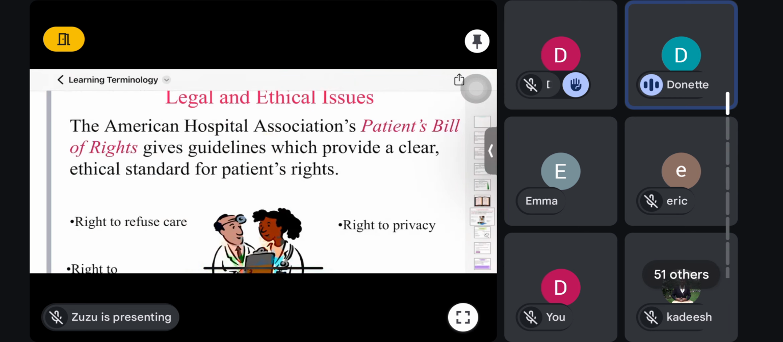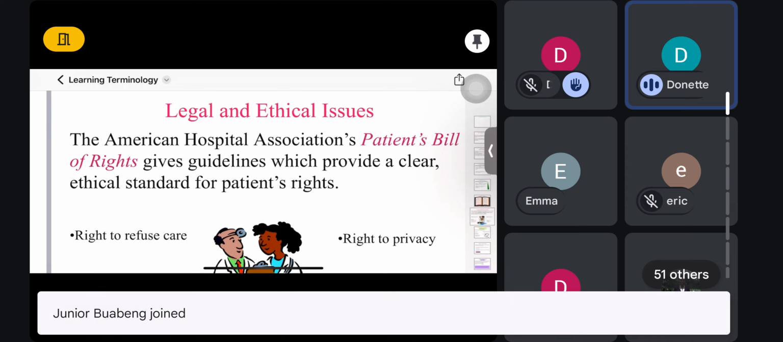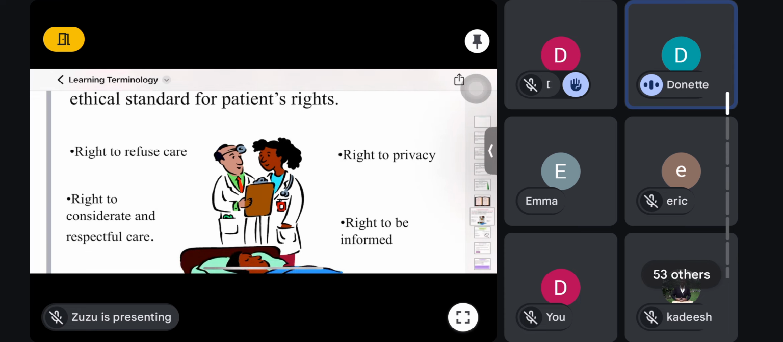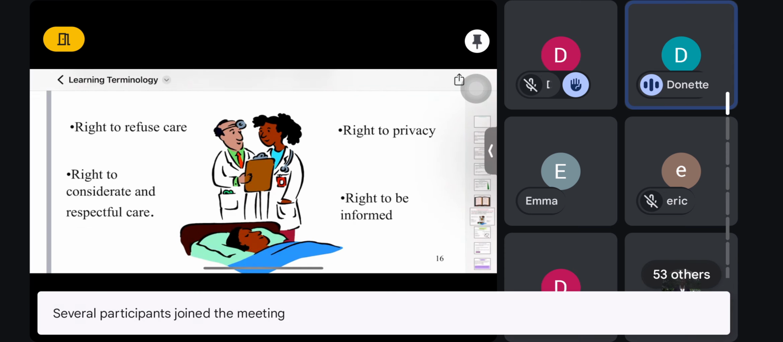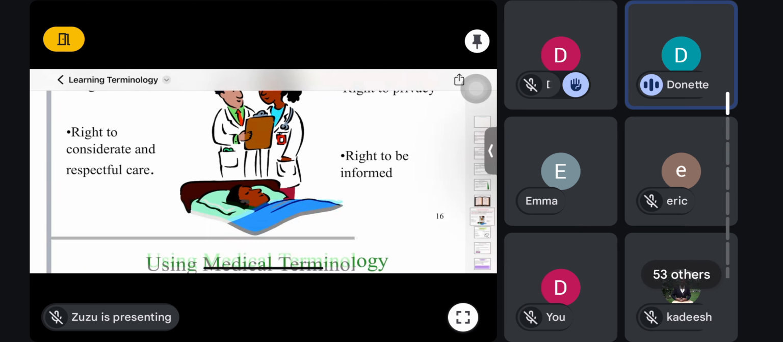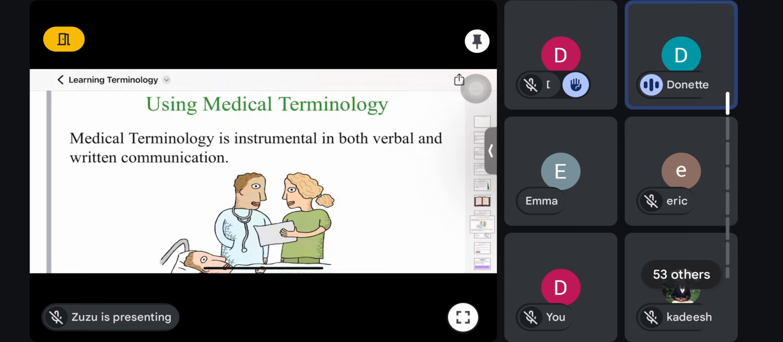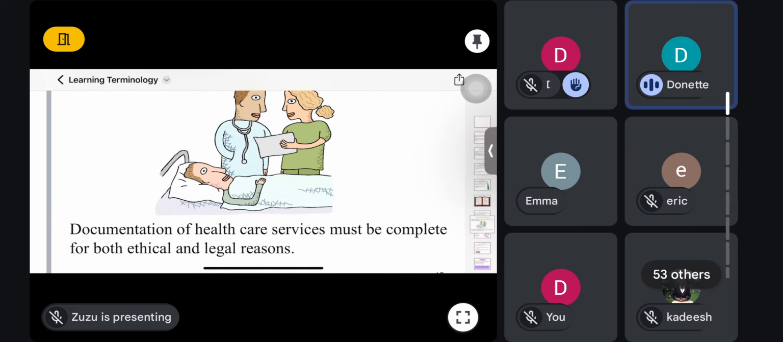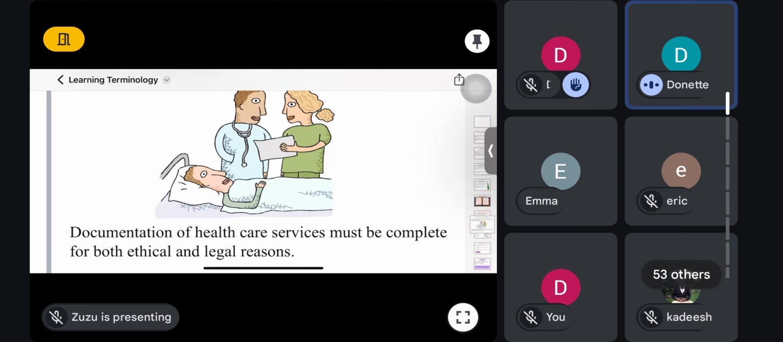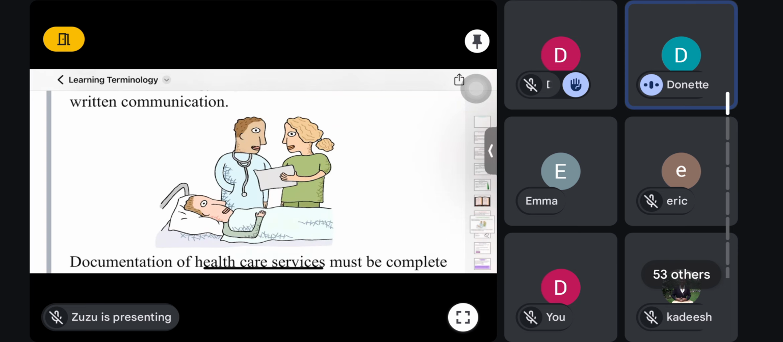So you go back to legal and ethical terms. The American Hospital Association Patient Bill of Rights gives a guideline which provides a clear ethical standard for patients' rights. Patients have these rights, and there are other rights that could be added: right to refuse care, the right to considerate and respectful care, right to privacy, right to be informed. And using medical terminology is instrumental in both verbal and written communication. Documentation of healthcare services must be complete for both ethical and legal reasons.